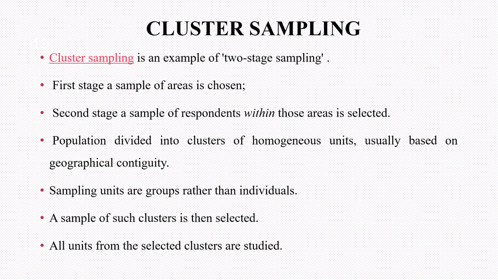Cluster sampling. Next, cluster sampling. It is an example of two-stage sampling. First stage, a sample of areas is chosen. Second stage, a sample of respondents within those areas is selected. The population is divided into clusters of homogeneous units, usually based on geographical contiguity. Then sampling units are groups rather than individuals. A sample of such clusters is then selected. All units from the selected clusters are studied.